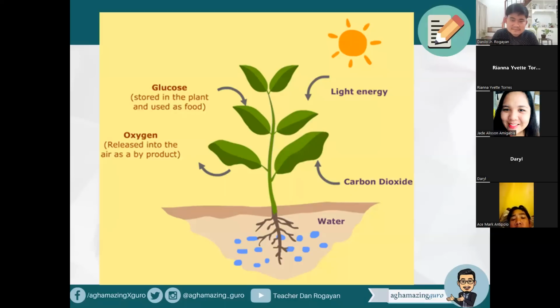Tama ba? Reactants. So, pag tinanong what are the reactants, ayan, so we have carbon dioxide, water. No? Then the products will be glucose and oxygen. So glucose is stored in the plant and used as food. Okay? Then oxygen is released into the air as byproduct.